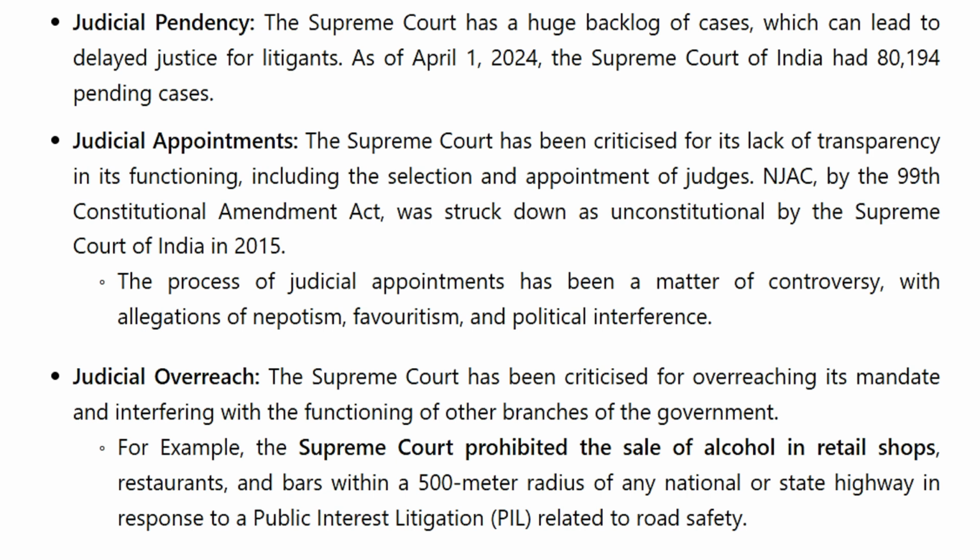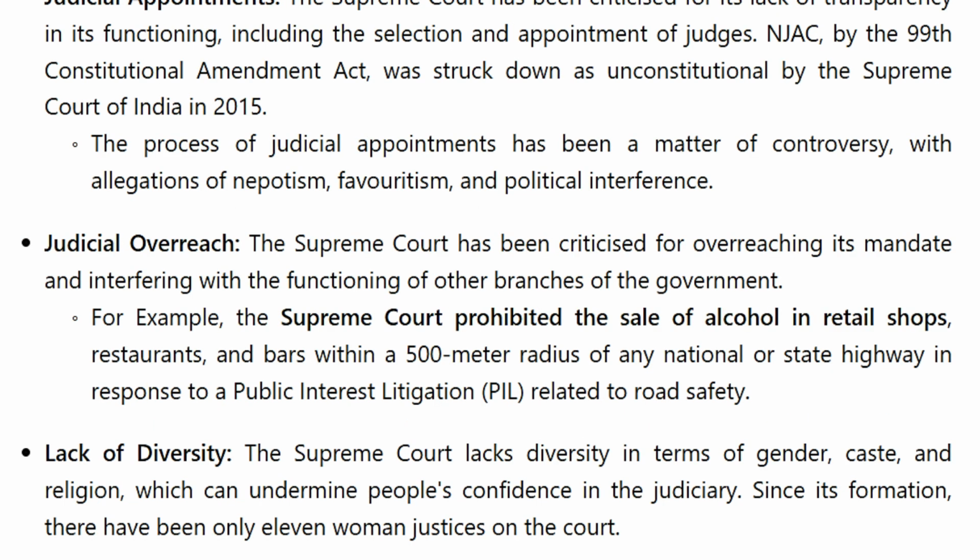Judicial overreach: the Supreme Court has been criticized for overreaching its mandate and interfering with the functioning of other branches of the government. For example, the Supreme Court prohibited the sale of alcohol in retail shops, restaurants, and bars within a 500-meter radius of any national or state highway in response to a public interest litigation, PIL, related to road safety. Lack of diversity: the Supreme Court lacks diversity in terms of gender, caste, and religion, which can undermine people's confidence in the judiciary. Since its formation, there have been only 11 women justices on the court.